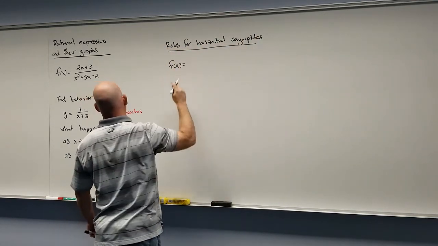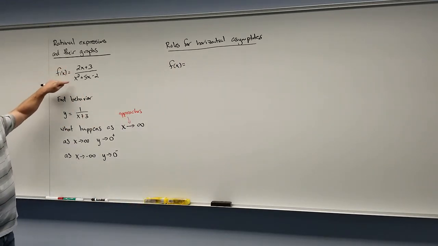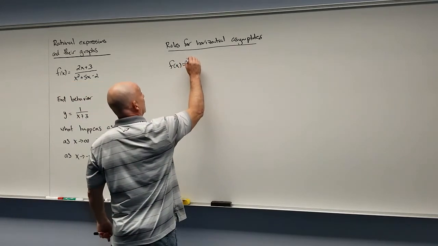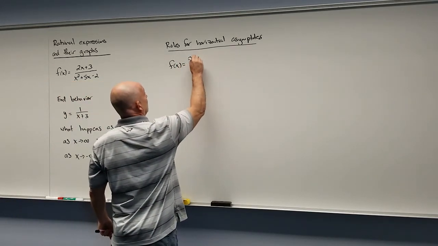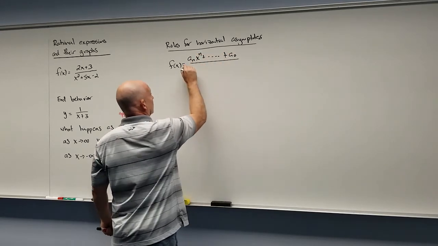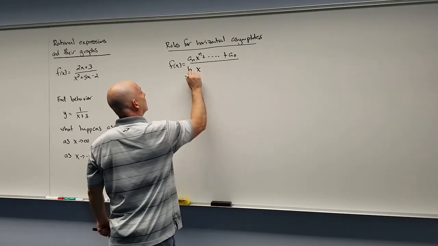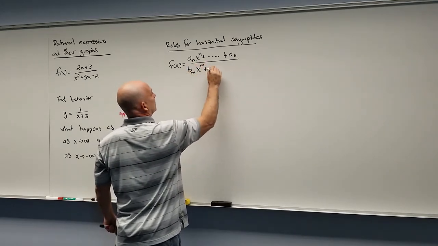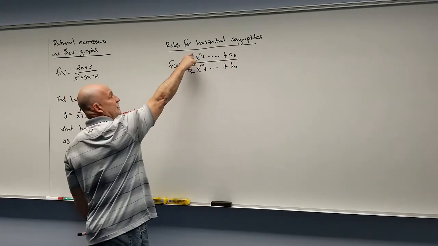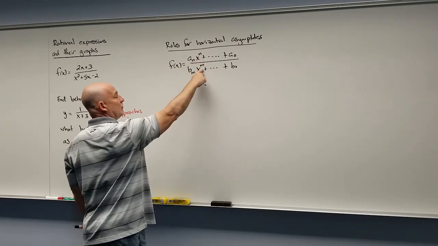If we have a rational expression, and remember a rational expression is just a fraction of polynomials, which means we have some generic polynomial on the top, a sub n, x to the n, plus all the way down to, you know, remember these kind of generic looking ones. Some other one on the bottom, that's an m. Okay, here's the idea. The degree of the top polynomial is n, the degree of the bottom polynomial is m.